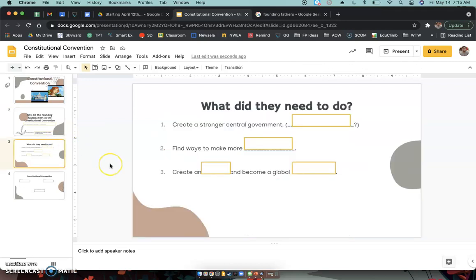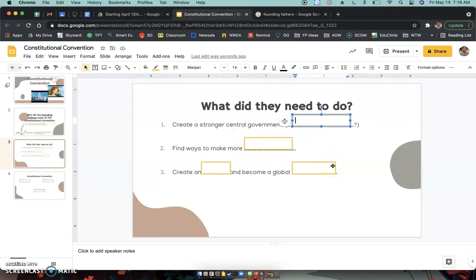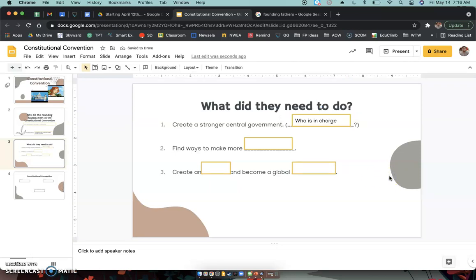Okay. So what did they need to do at this meeting here? The first thing is to create some sort of stronger central government. So that kind of means, like today we would call the central government the president and the United States senators and representatives, the people that are in charge of our country, right? So they need to create a stronger central government, or just answer this question: who is in charge?